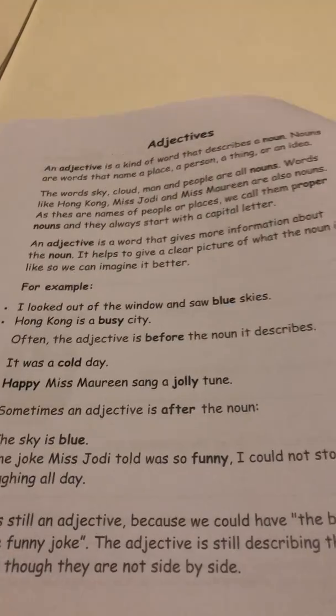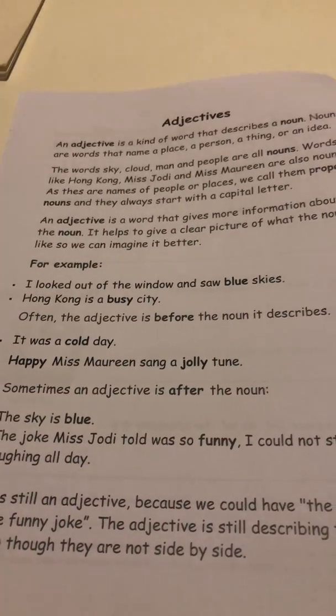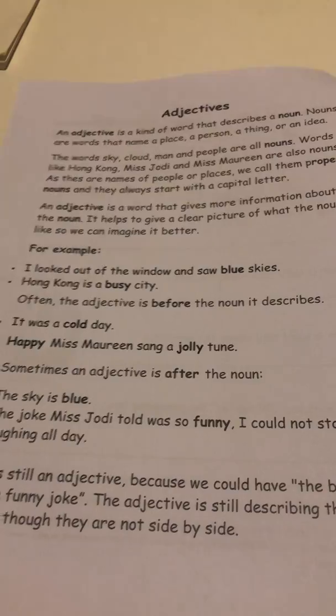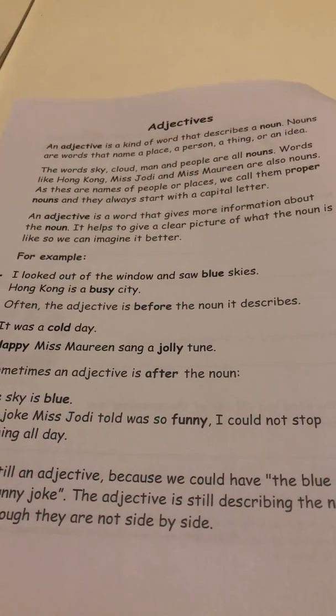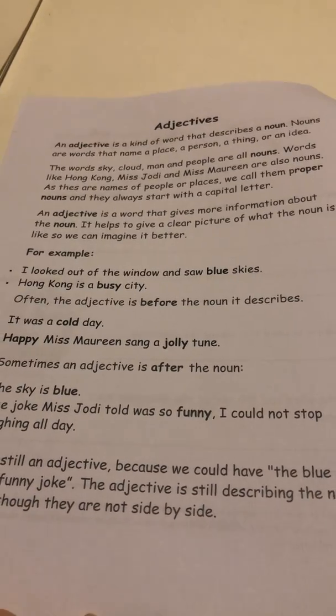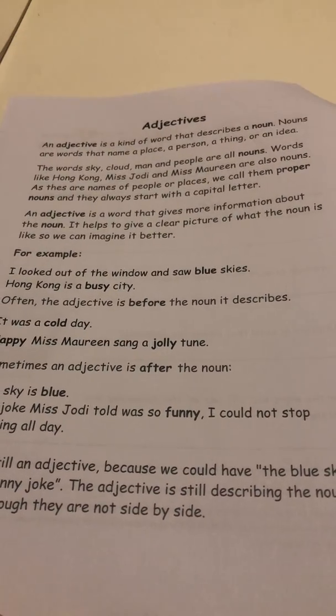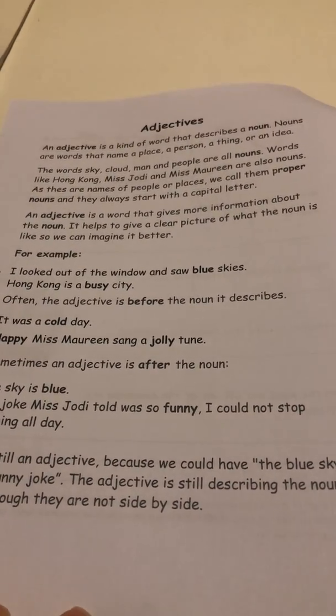Right, the next page that we have, we're going to look at adjectives. So if you read this page, it explains exactly what an adjective is. It is a word that describes a noun. So, okay, what's a noun? Well, a noun is a naming word. It names a place, a person, a thing, or an idea. So you could have a word like sky, cloud, man, and people.